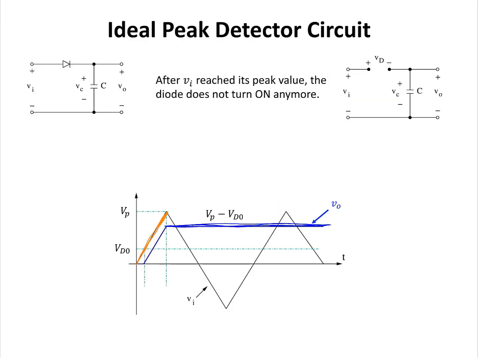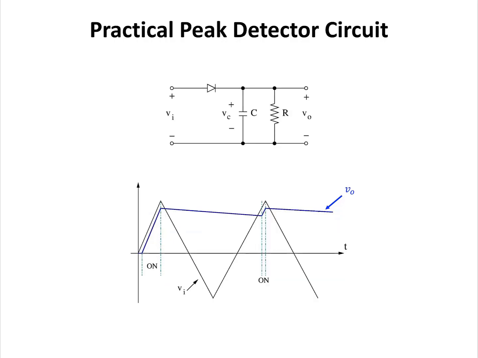In an ideal peak detector circuit, there is no resistive path for the voltage across the capacitor to discharge through when the diode is off. So when the diode turns off, the voltage across the capacitor stays at a constant value equal to V peak minus VD naught. Here is the circuit for a practical peak detector.